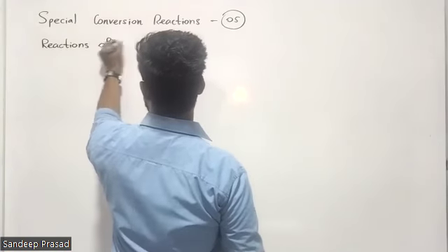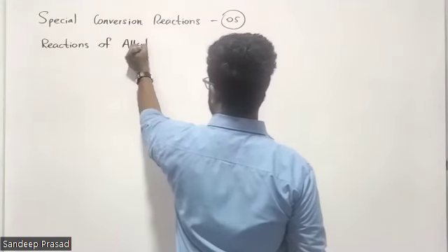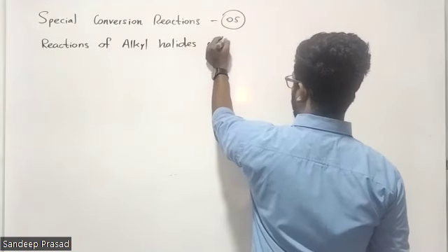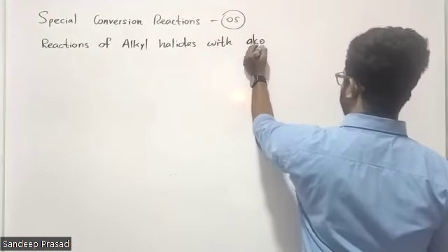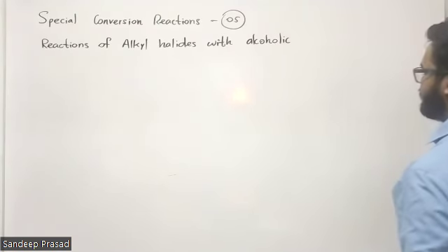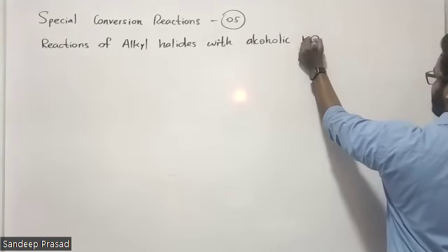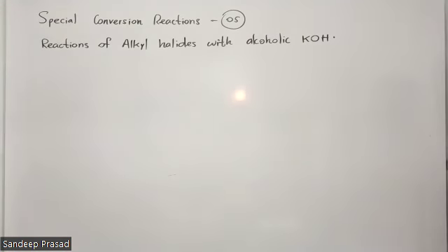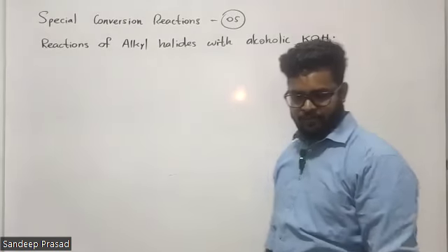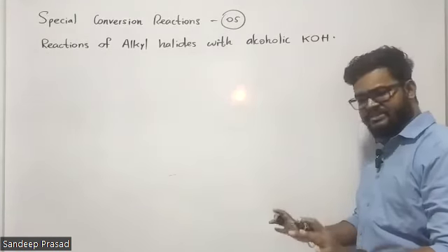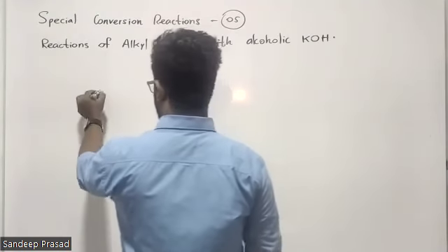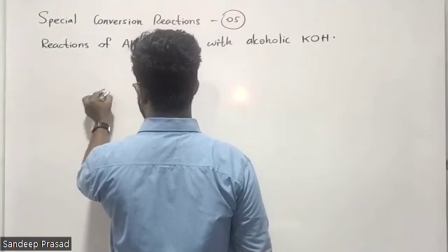reactions of alkyl halides with alcoholic, mostly ethanolic, potassium hydroxide. Okay, reactions of alkyl halides with alcoholic potassium hydroxide. So the reaction is very simple. Now look at this one. We have an alkyl halide like this.